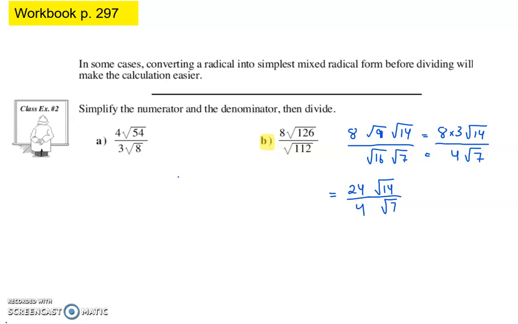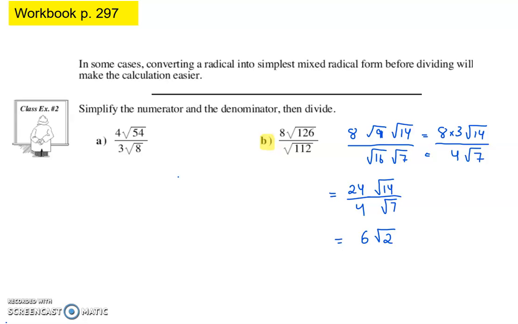So we can see our coefficients and our radicals, a little bit simplified version of them, and then we can try to divide them out. In this case, 24 will divide out with 4. It will become 6, and then 14 and 7 reduce to become root 2. Okay, so that's another way of dividing radicals.